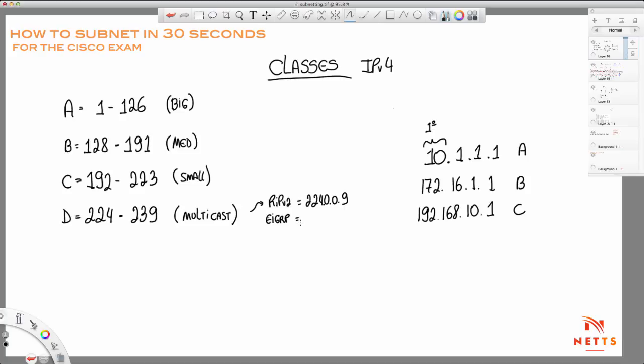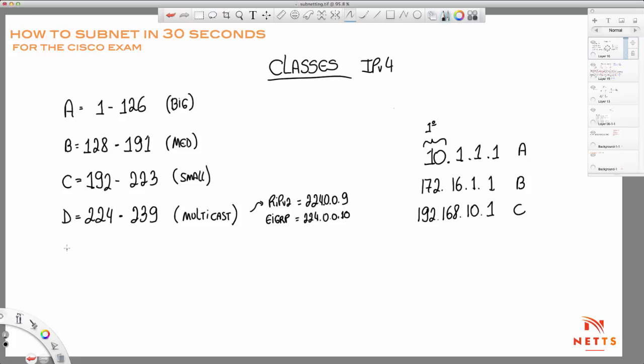The EIGRP routing protocol uses the IP address 224.0.0.10. That's how the routing protocols talk to each other in different routers, because they're using the same multicast address. There is a small range in here which is not reserved. We call it a private multicast address that you can use, but most of them are reserved for routing protocols, for other protocols, and other points as well.